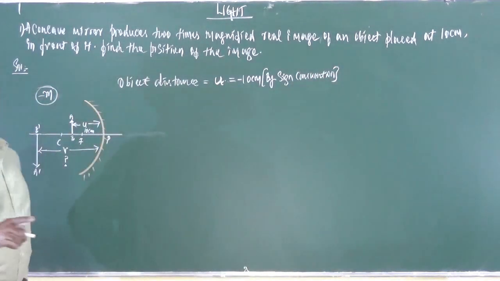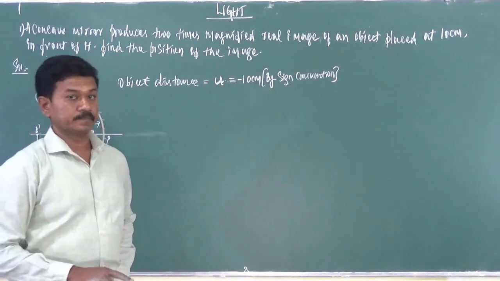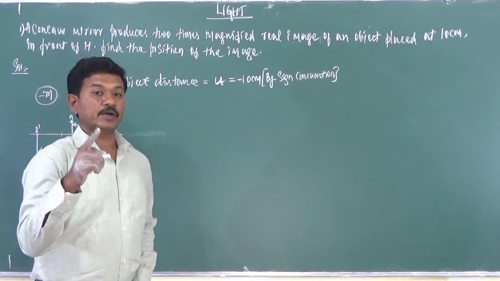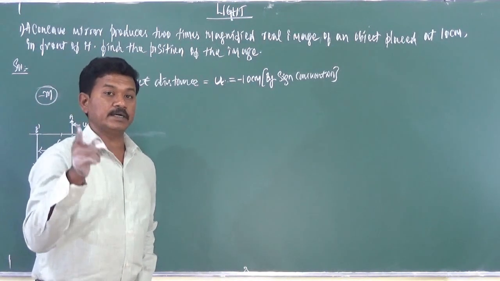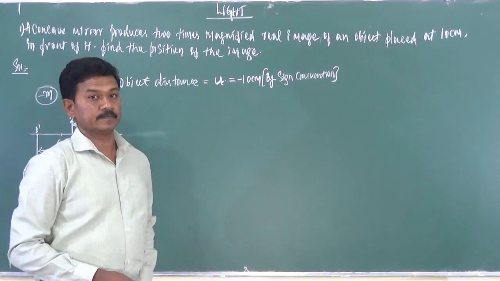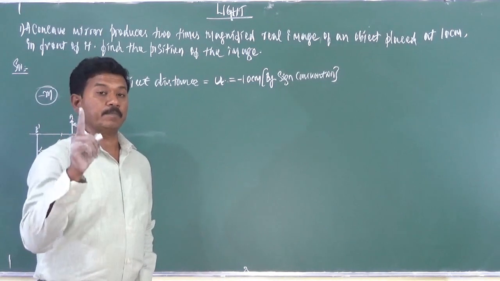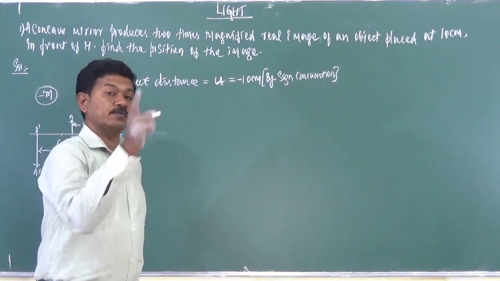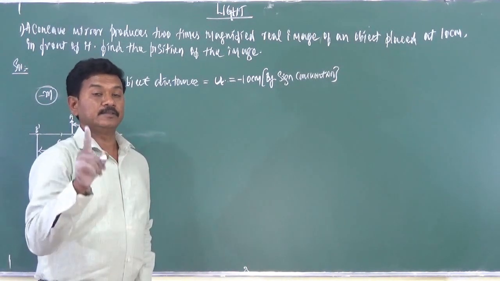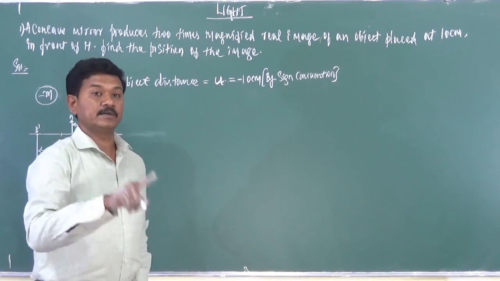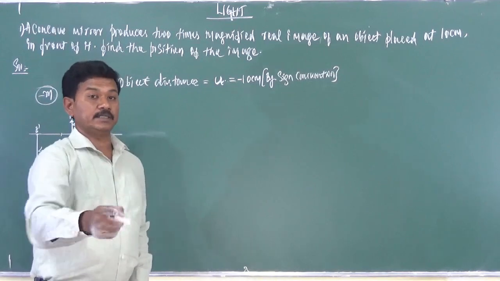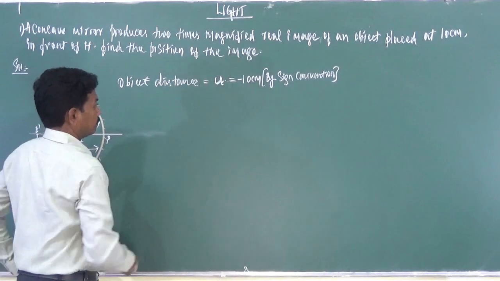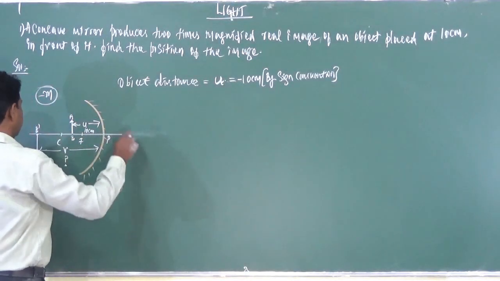Because as I told you in the previous session, one important note: for all the values you have, you can apply the required sign according to sign convention. But do not apply any sign for the value which you are going to find out. Automatically, that value will get its required sign at the end of the answer. Keep this in your mind. So object distance U is minus 10 centimeters by sign convention.